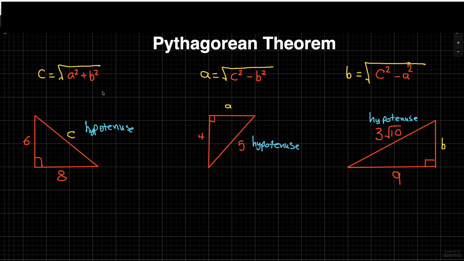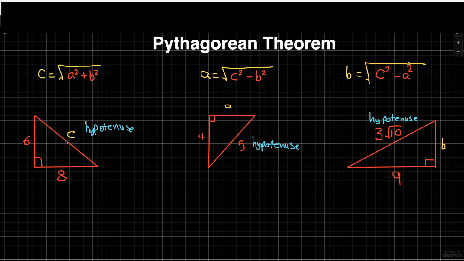So when you're working with the Pythagorean theorem, the first thing you always look for is which side is the hypotenuse. So here the hypotenuse is the C, that's what you're looking for. And here is the 5, that's the hypotenuse. And in this triangle it is the 3√10, that's the hypotenuse. Always remember the hypotenuse is always opposite to the right angle.